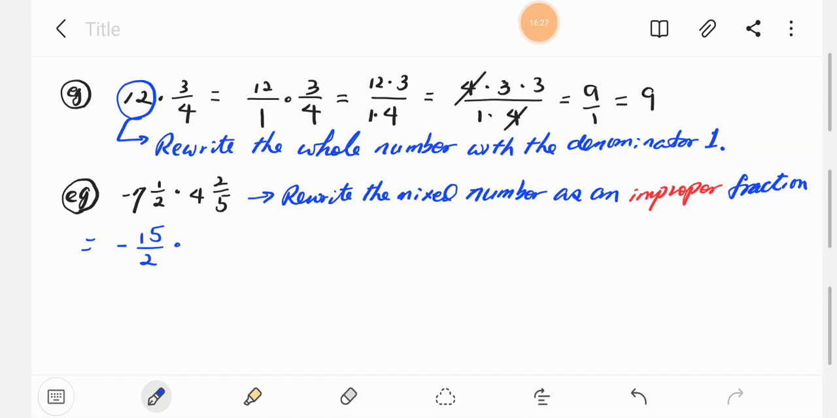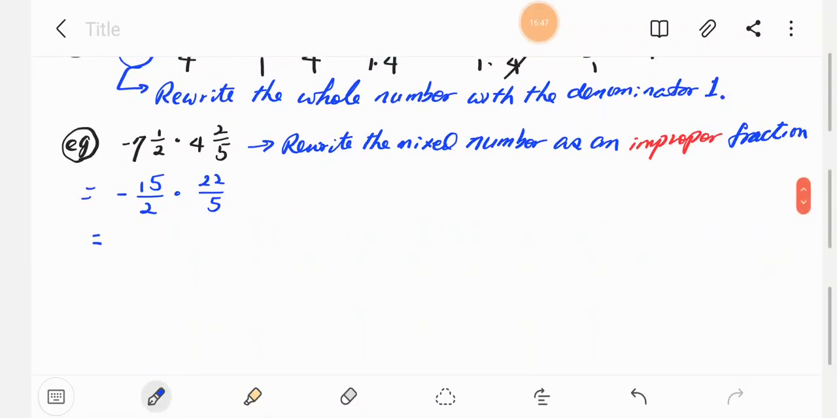And the second mixed number is 4 times 5. Multiply this whole number and the denominator. So 4 times 5 is 20. And then add this 2. So 22 over 5. Okay. Then the sign, there is only one negative, so the result is negative. And the numerator is 15 times 22 over 2 times 5.